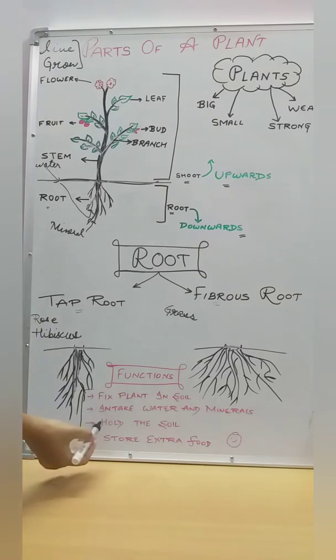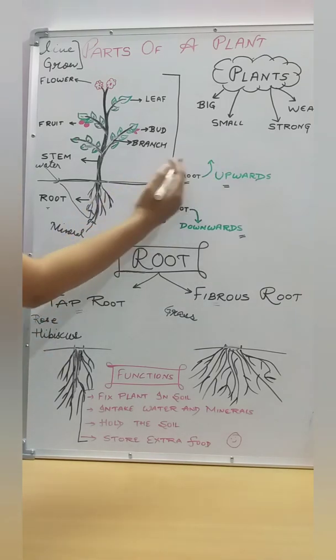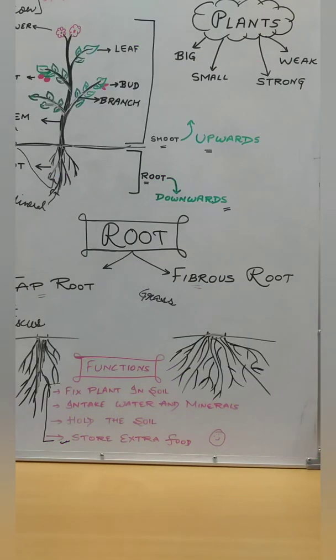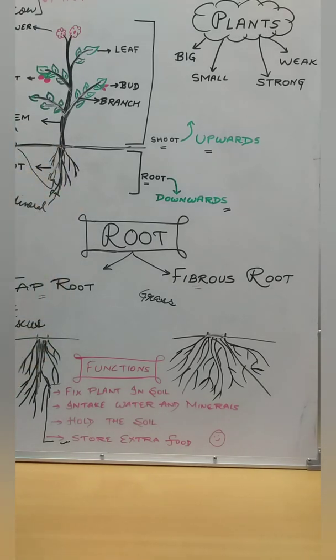Next one is it holds the soil and prevents it from getting washed away by strong waterways or strong wind. Roots of some plants store food. For example, carrot, radish, turnip. Such roots are eaten as food by us.